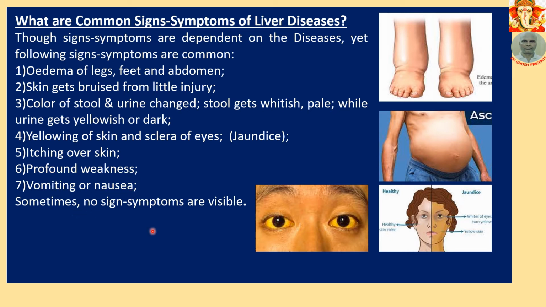Sometimes no signs or symptoms are visible. That is a very dangerous thing. There may be no symptoms, yet your liver is getting damaged. That is very difficult. Now here is the healthy portion and the jaundiced portion of the body.